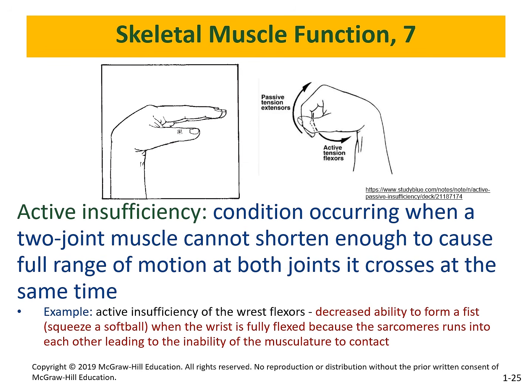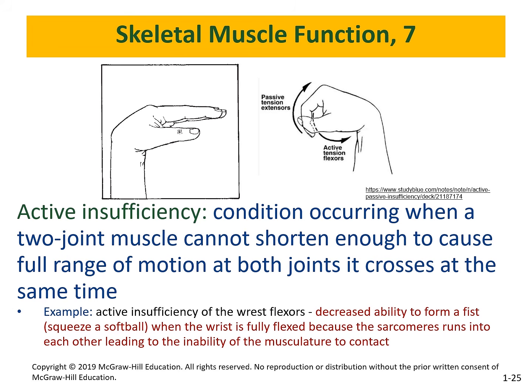Active insufficiency is a condition occurring when a two-joint muscle cannot shorten enough to cause a full range of motion in both joints. Because, remember, the fingers are joints, and also the wrist is a joint. That's how we're looking at this. Decrease, wrist flexure, that's the same thing. Passive and active. Active means that you are using a lot of muscles to get you down there.